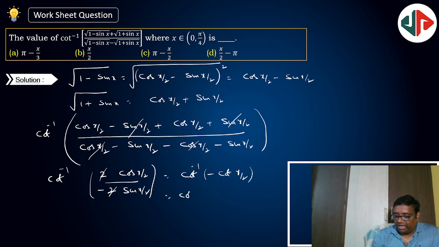This we can rewrite as cot inverse of cot of pi minus x by 2. Cot inverse of cot theta, the formula is pi minus theta only. So it is pi minus cot inverse of cot of x by 2. So your answer is pi minus x by 2.